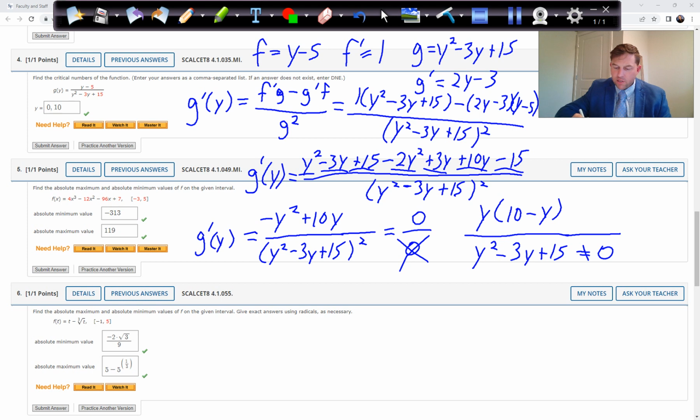So all we're going to care about is the top equaling 0. There's 2 points where this is 0. If y is 0, or if y is positive 10. So those are our 2 critical values. And I guess that's it. So they just wanted to find the 2 critical numbers. They're 0 and 10.